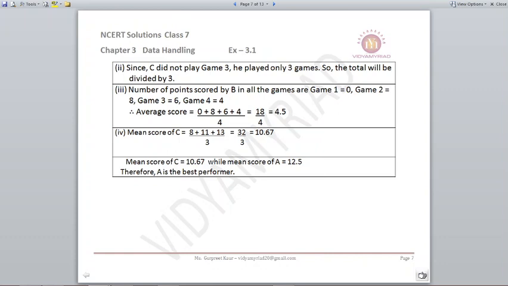In the same way, in the last we have to find out the mean score of C. C played only 3 games, so I will divide it by 3. That will give me 10.67. So who performed best? A performed the best because A scored 12.5.